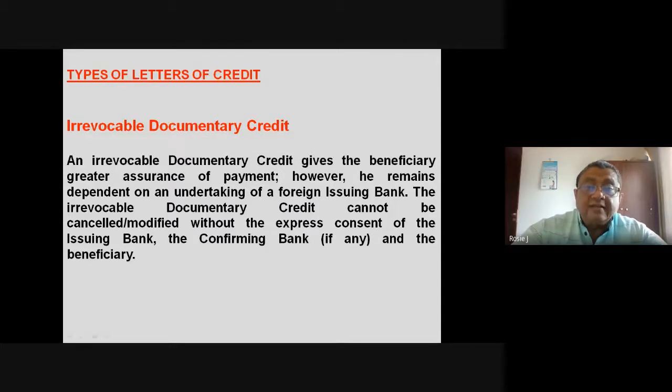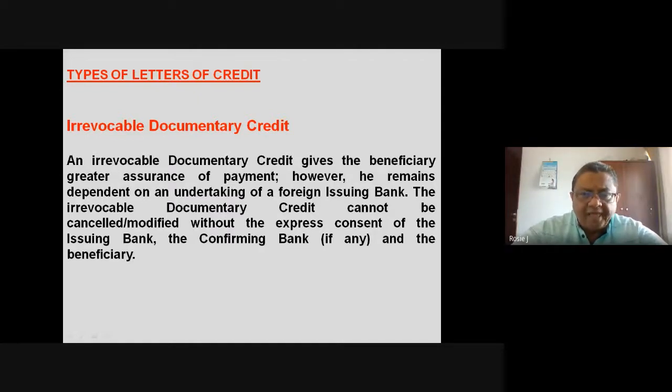So it's irrevocable, right? So when the exporter gets an LC, he can go ahead and perform whatever changes to the LC that are made later.